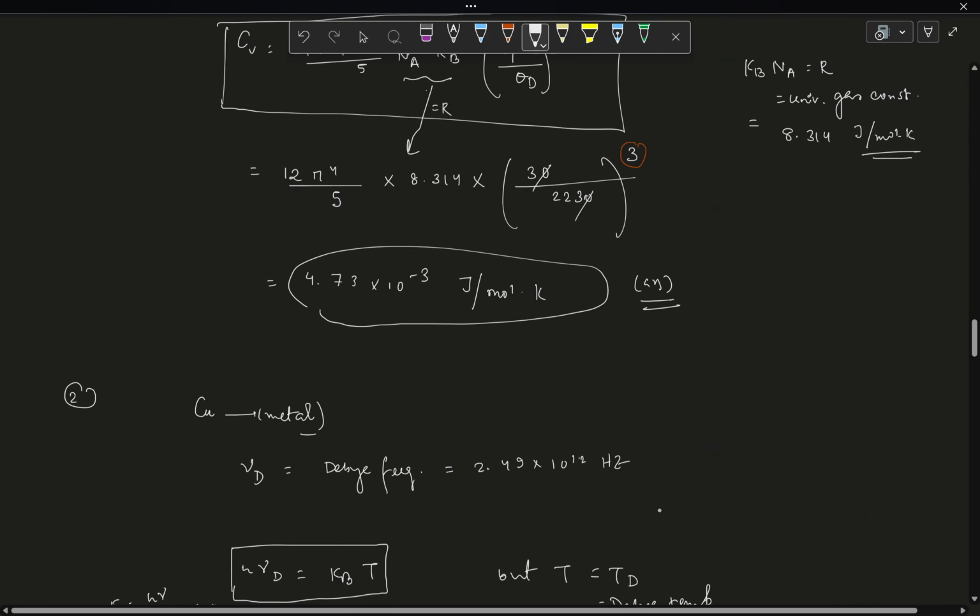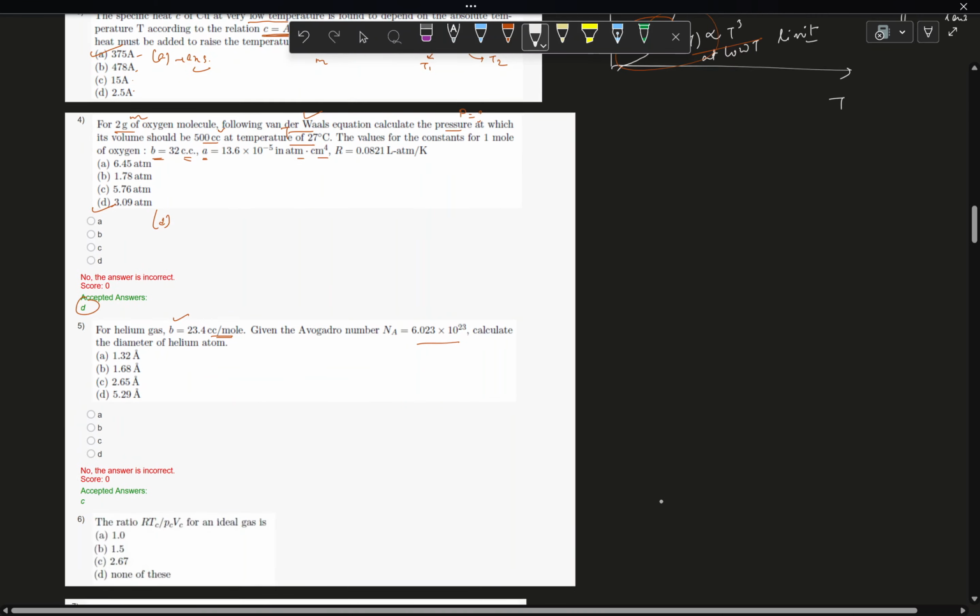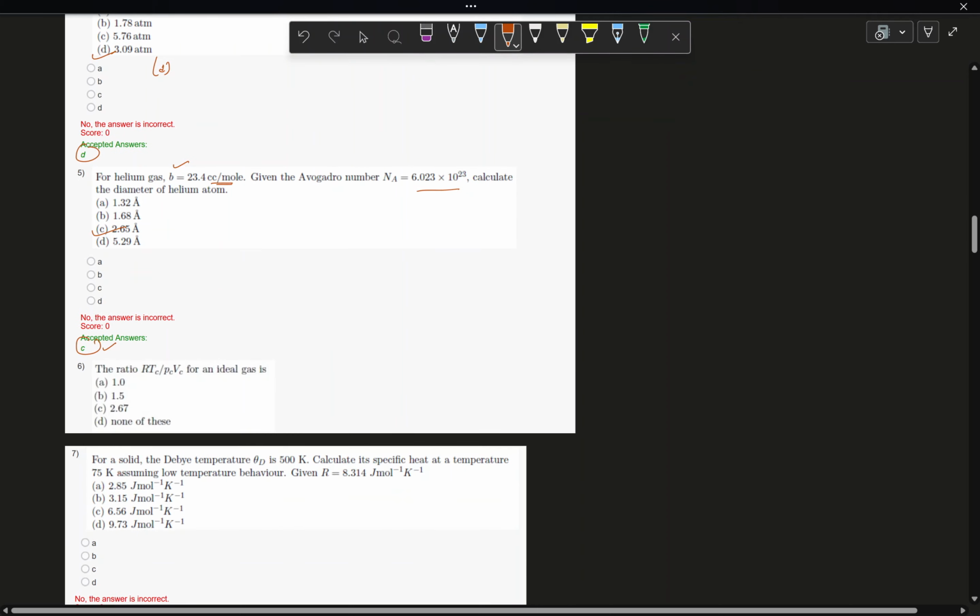So let us match what option it matches with. Question number 5 is 2.64 or almost 2.65. So our accepted answer is C. So this is also solved, right?